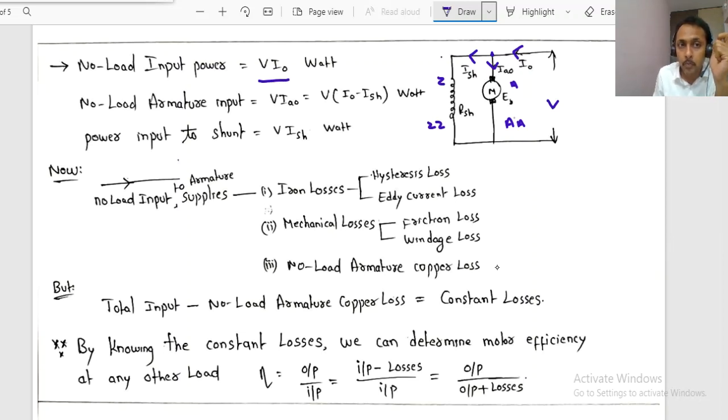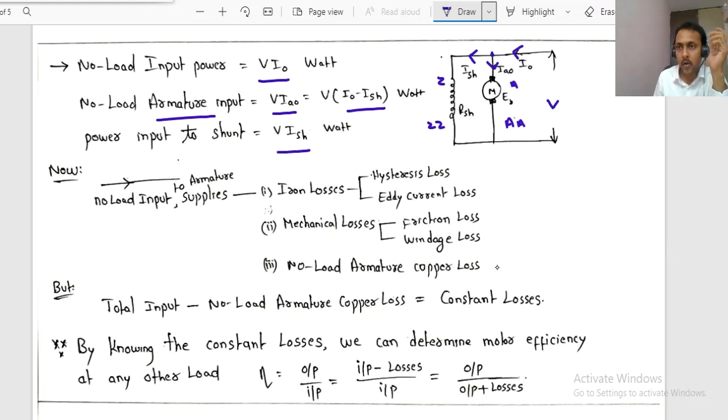What will be the armature input under no load condition? V into the current drawn by the armature, Ia0. But what about Ia0? It is I0 minus Ish, if you apply KCL. Now the power input to the shunt is V into Ish.